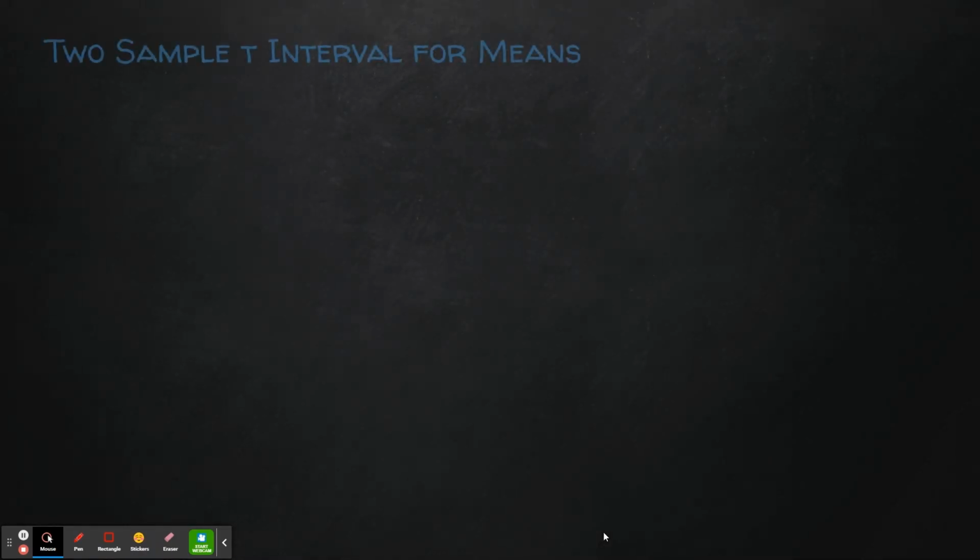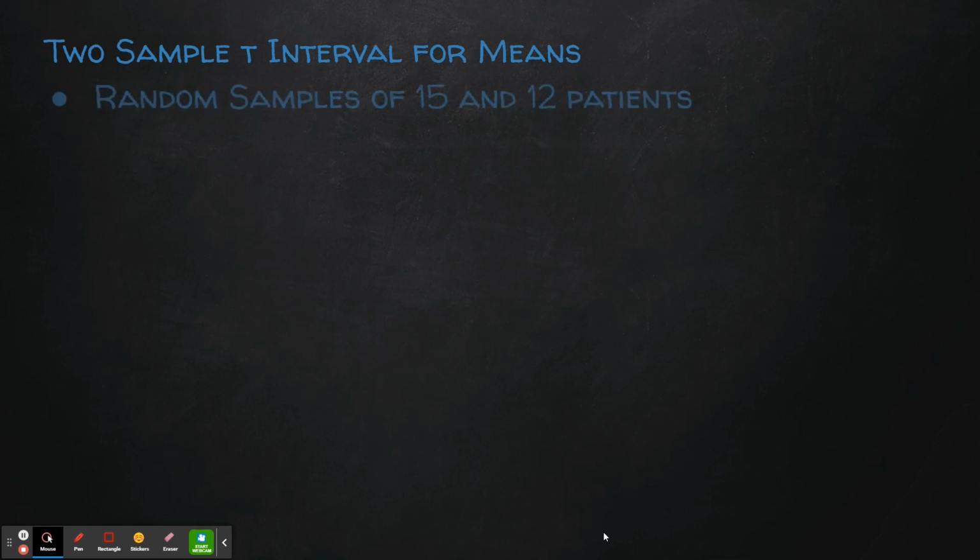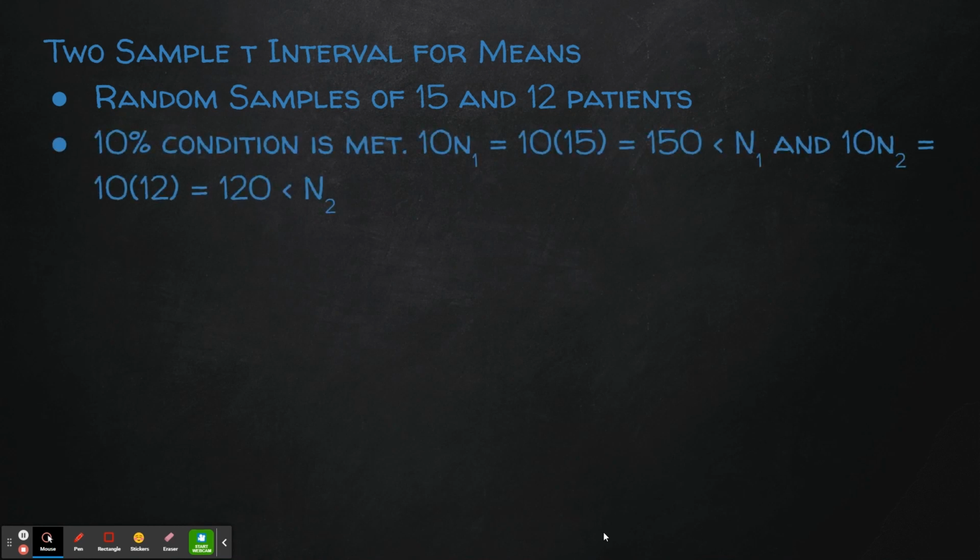For our conditions here, we're going to say this is a two-sample t-interval for means. It was a random sample of 15 and 12 patients. The 10% condition is met, and here we've checked it for both sample 1 and sample 2. But normality, again, is an issue. We don't know anything about the population measurement here, if the distributions are normal or not, and we have small sample sizes that are not more than 30.